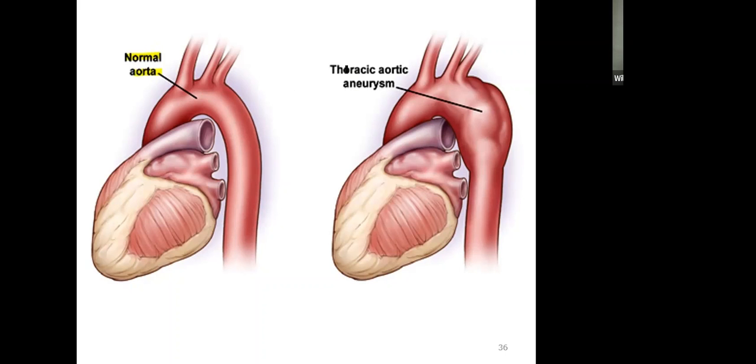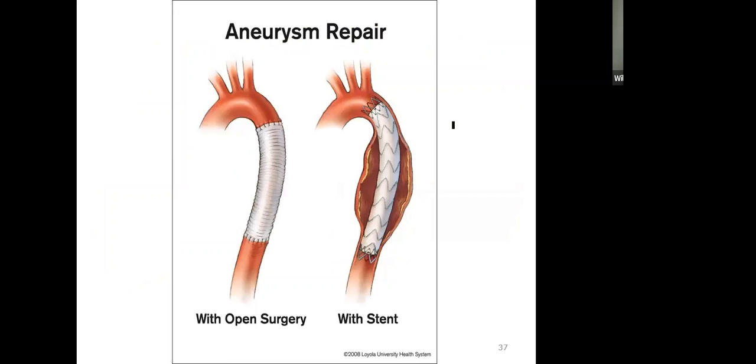And then here we have a thoracic aortic aneurysm. So you can just see how it changes over time. And then here we have an aneurysm repair. So this is essentially what they do. This is what happens with open surgery or with a stent.